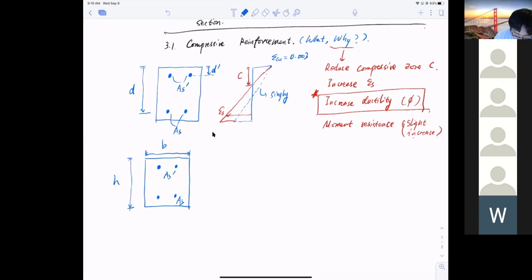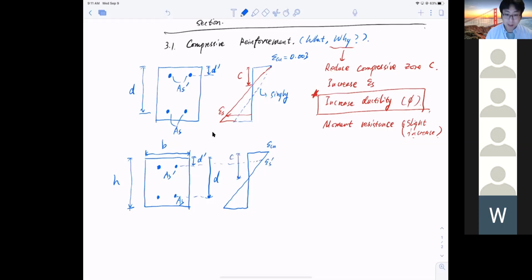Okay, now the top compressive reinforcement has a depth of d prime, and the bottom tensile reinforcement has a depth of d. So the strain distribution, just like we drew already, looks like this. We have a compressive strain and then it goes down here. So this is epsilon cu. And now I want to show you that I do have compressive strain here, epsilon s prime. The compressive zone is c. And the tensile strain at the bottom here is epsilon s.